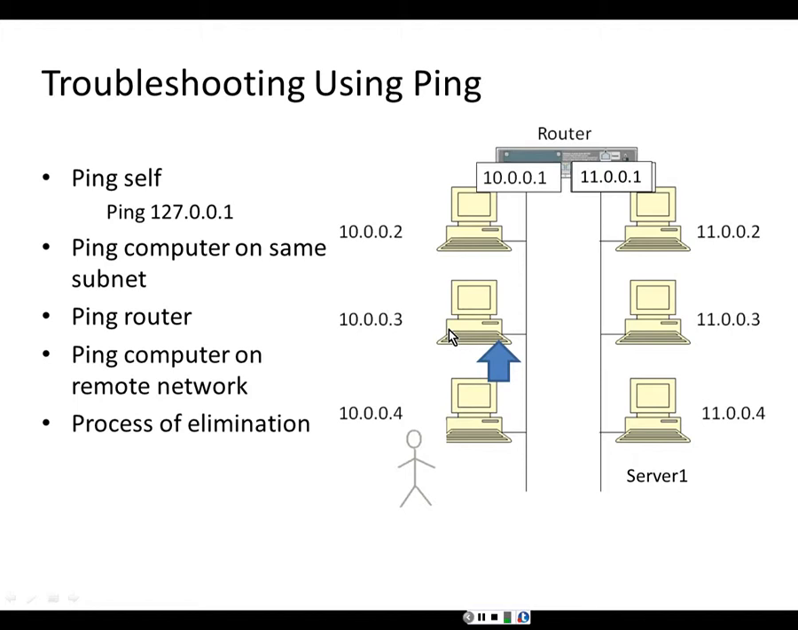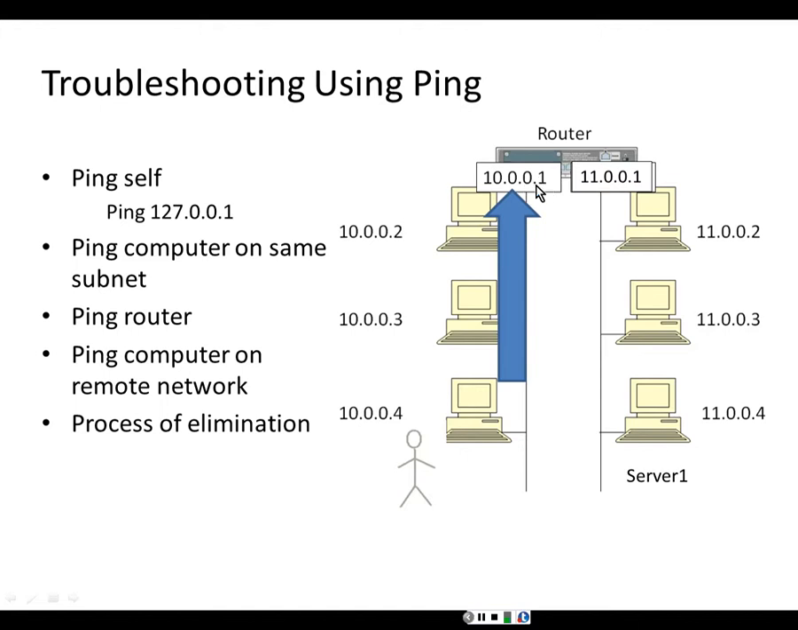Then the next thing to do is to ping your nearest neighbor. If you cannot ping your nearest neighbor, well, that implies there is a cable break somewhere between you and your neighbor. If you can ping your neighbor, then you know that your cabling connection is good. The next thing is the router. You try to ping the near side of the router.